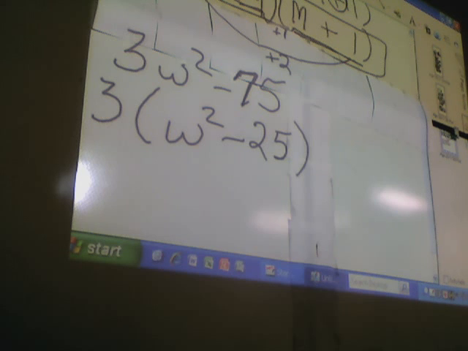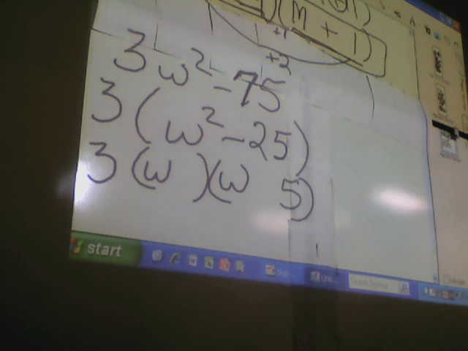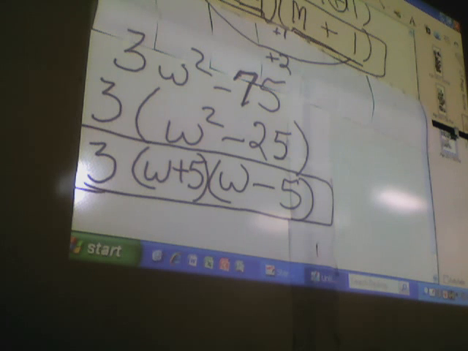Now is it a difference of squares? 25 is a perfect square. So we leave the 3 out here, and we have w in the front. 25 is what times itself? 5. So we put the 5's. And what do we do for a sign? Plus and minus, right? Now, neither one of these are a difference of squares. That's as far as we can go, right? They don't have anything in common. So we have a final answer there. And that was number 12.